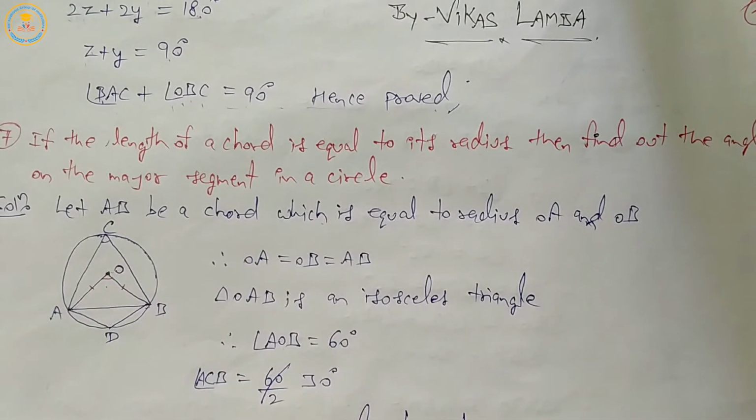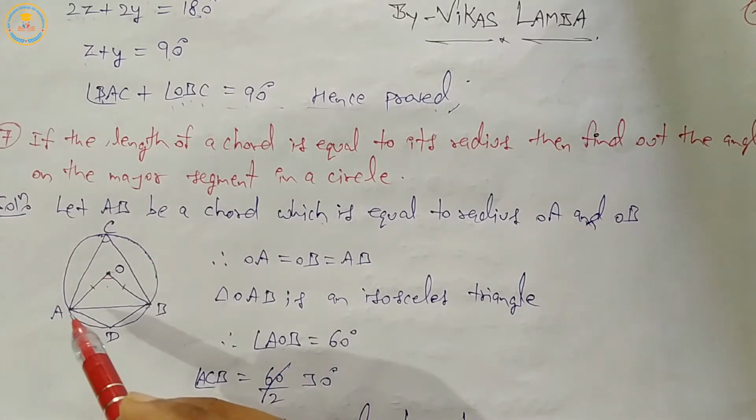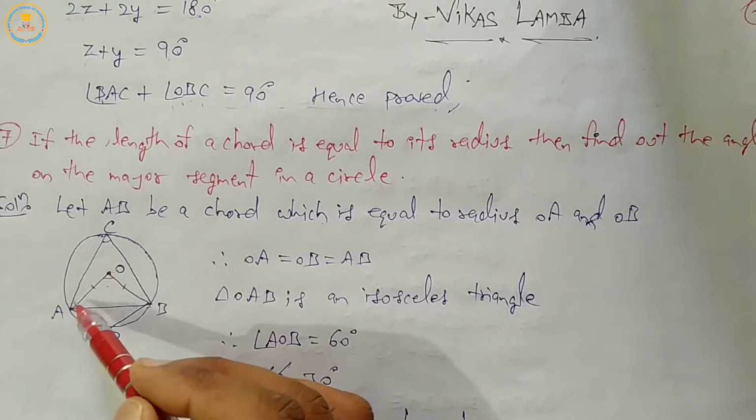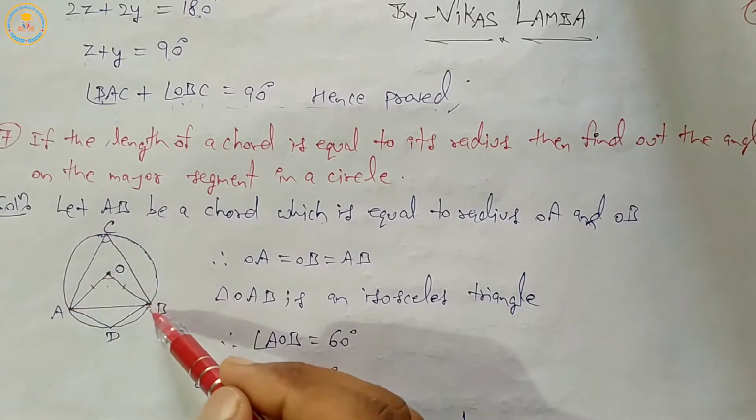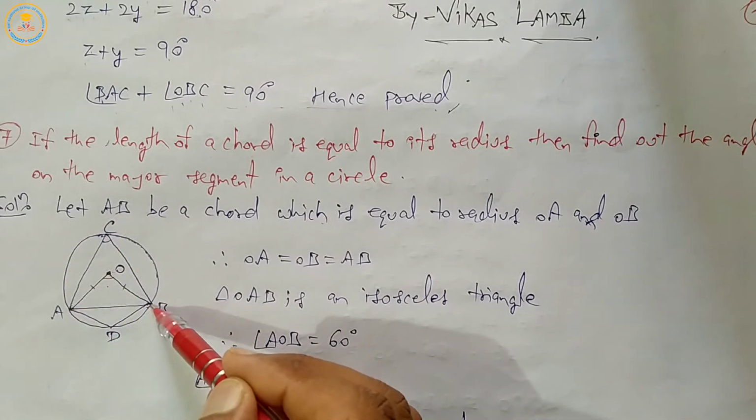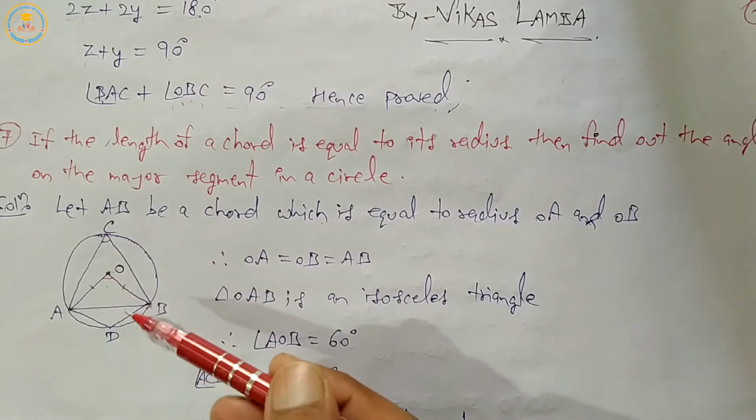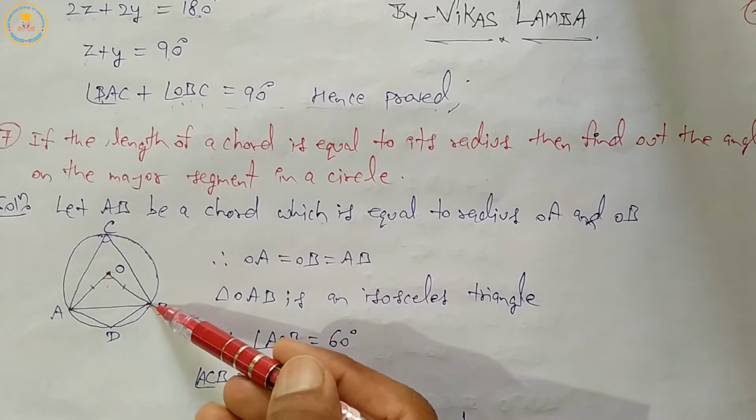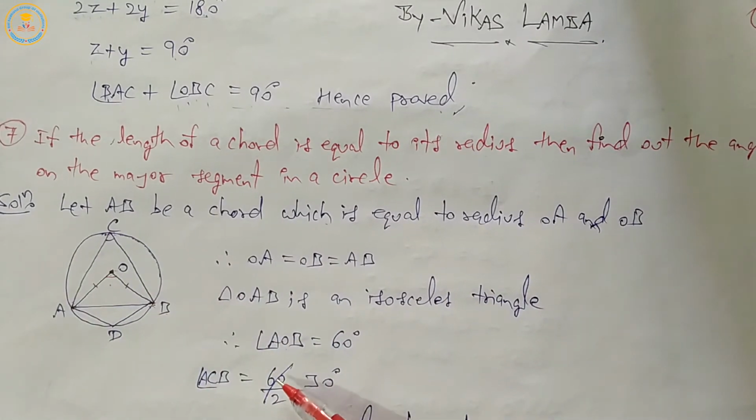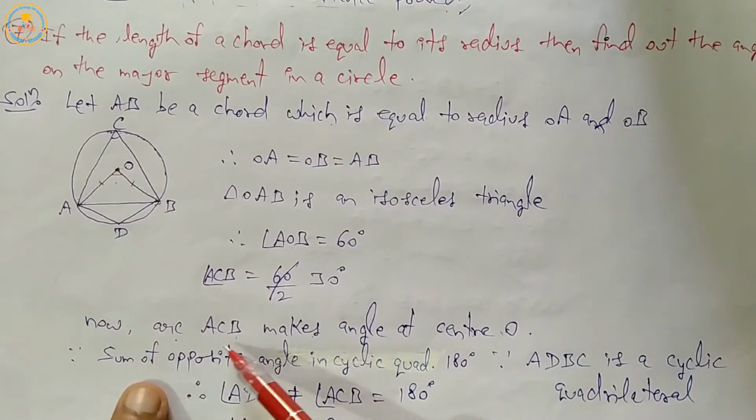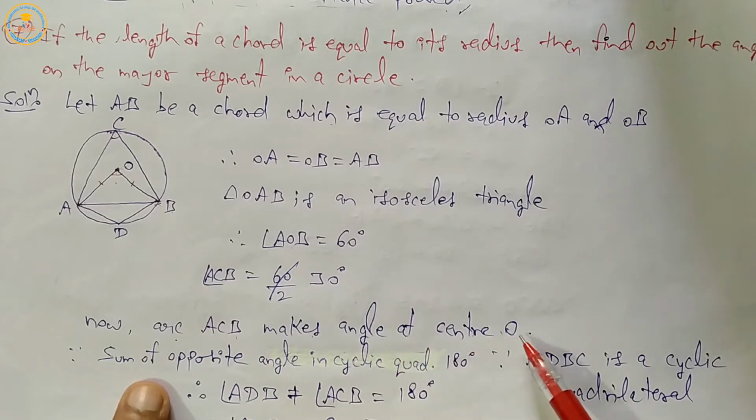Therefore, we know that arc ACB makes an angle at the center O. The value of ACB is half of AOB. The angle subtended by the same arc at the center is double the angle at the remaining part of the circle. Clear? So the value of ACB is half of AOB, that is 60 divided by 2, which is 30 degrees.